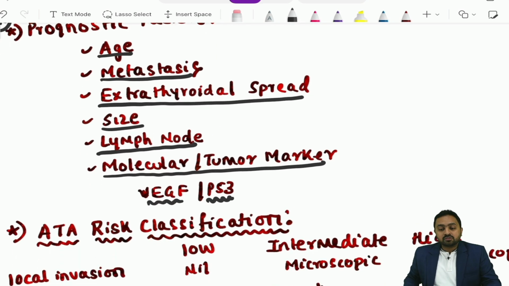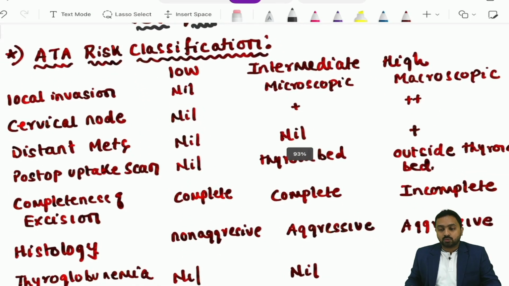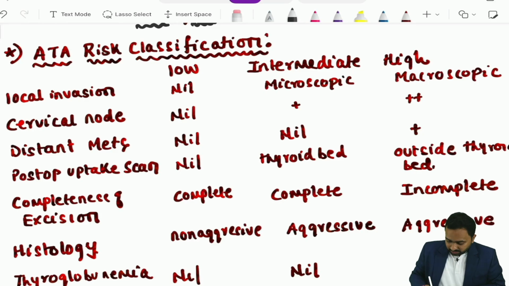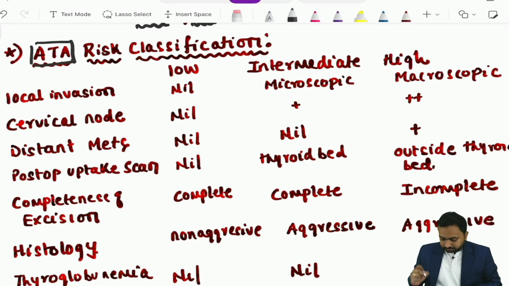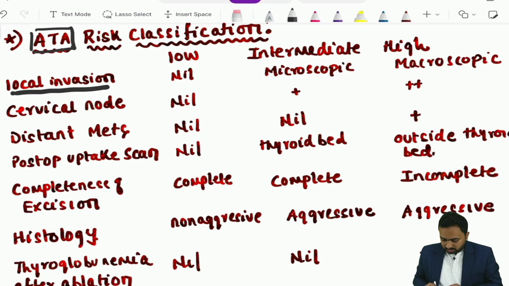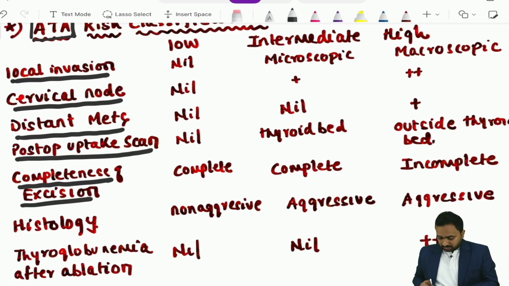Now, regarding risk classification, it can be classified into 3 risks, that is low, intermediate and high risk, as per the American Thyroid Association risk classification. It is done on the basis of local invasion, cervical node, distant metastasis, post-op uptake scan, completeness of excision, histology and thyroglobulinemia after ablation.